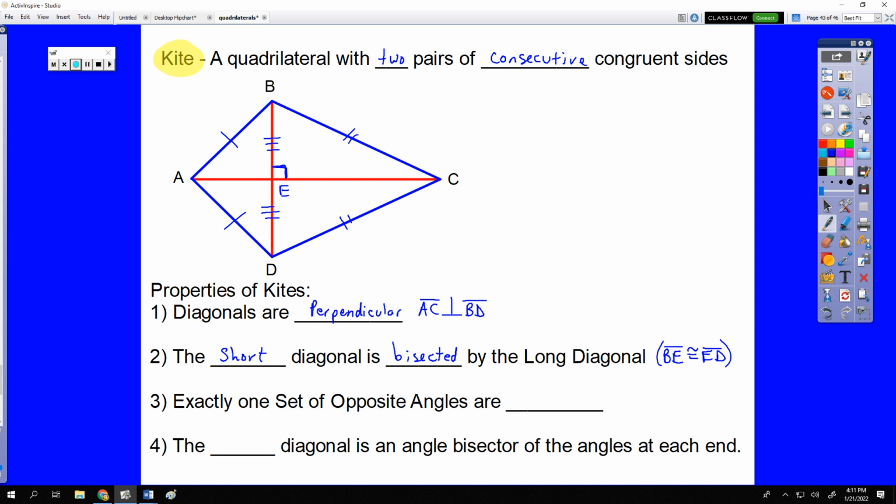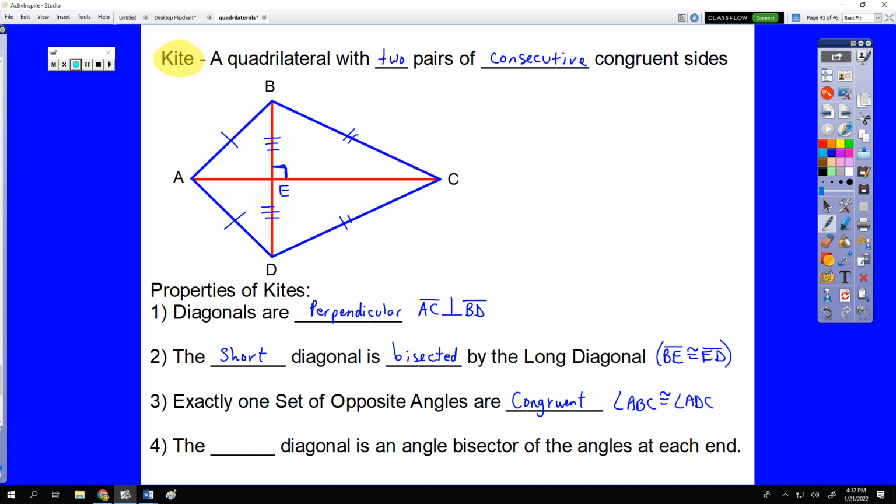The third property says exactly one set of opposite angles are congruent. Those are the angles at each end of the short diagonal. That would be angle ABC and angle ADC. Those two angles are congruent angles.